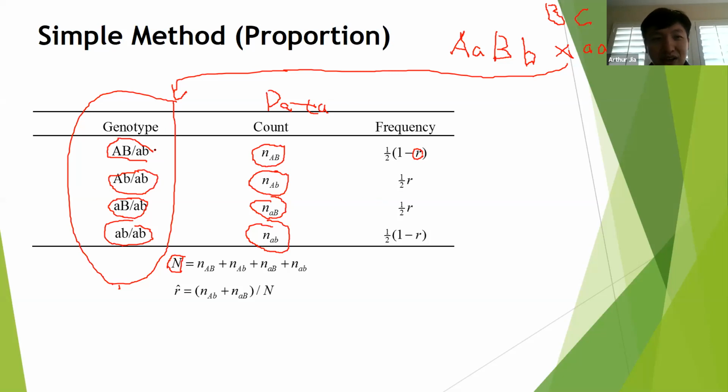All right. Look at the first genotype. Is this one a parental type or non-parental type? It's a parental type. Parental type means there's no crossing over occurring between these two loci. So that's 1 minus R. Do you agree?